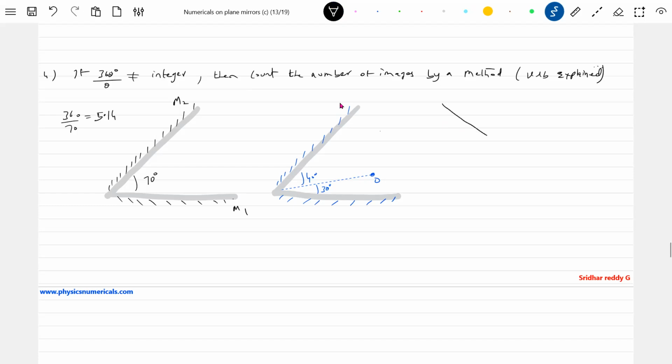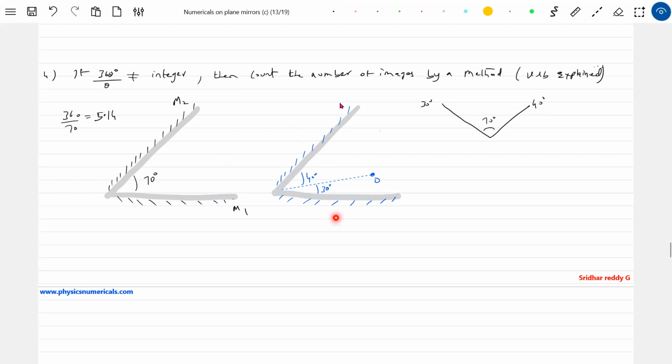So first, the angle from the mirror is 30 degrees, and the angle between the mirrors is 70 degrees, we know. Corresponding to mirror M1, it will form an image here at 30 degrees. That is what I wrote here. Then corresponding to the 40 degrees, you get an angular position of 40 degrees. You'll get I2, that is this I2.